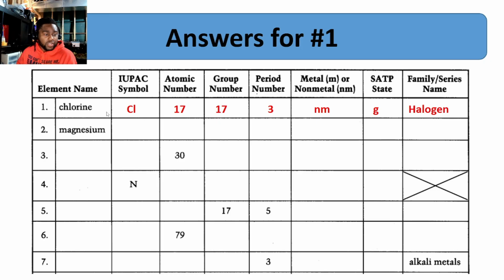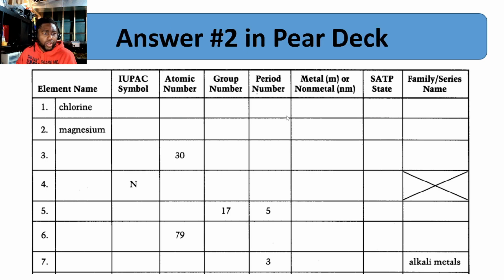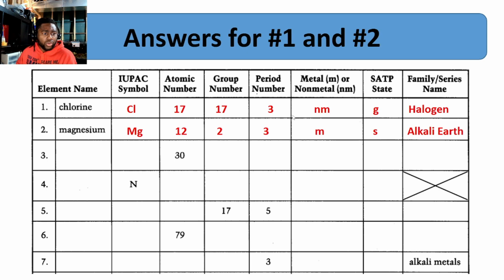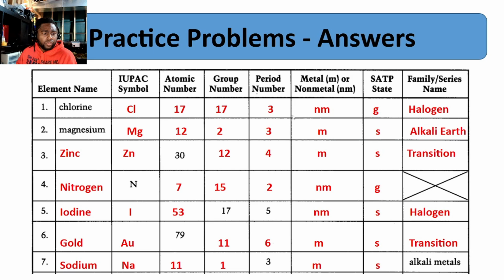Chlorine is Cl. There are 17 protons. The group number is also 17. The period number is 3. It is a nonmetal. It is a gas, and it belongs to the halogens. Okay, so there are a number of examples for you guys to go through. And you'll see that I've also given you guys the answers.